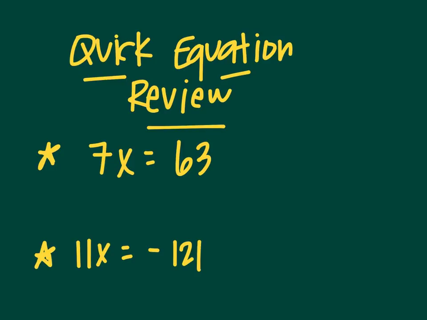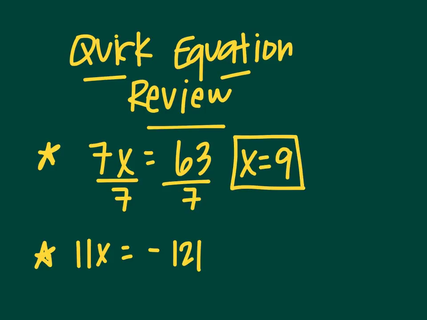So before we get started with today's lesson, let's do a quick review on solving equations. Here we have 7 times x equals 63. To cancel out multiplication, we want to divide. So divide both sides by 7 to get x by itself. That gives you x equals 9.